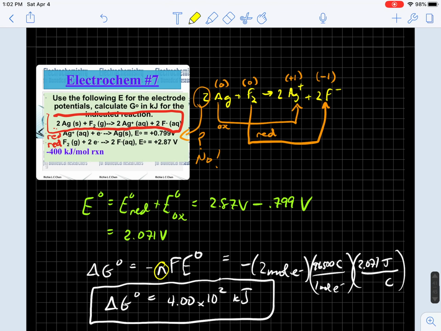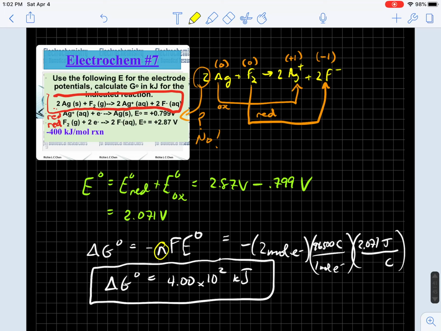The 7th question. All right, what was the issue with this one? They want delta G. And we know delta G is equal to negative NF E0. And the equation that they gave us is fine, and I diagrammed it up there. We have the oxidation of silver going from 0 to +1. We have the reduction of fluorine molecules becoming fluoride. But they don't give us the information that we need, so we have to manipulate that information.